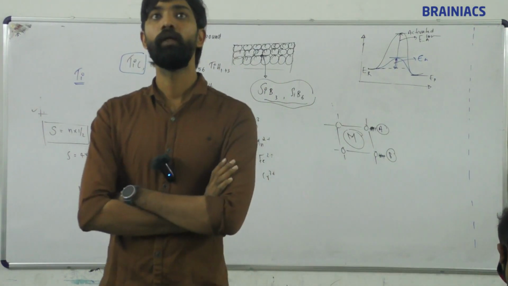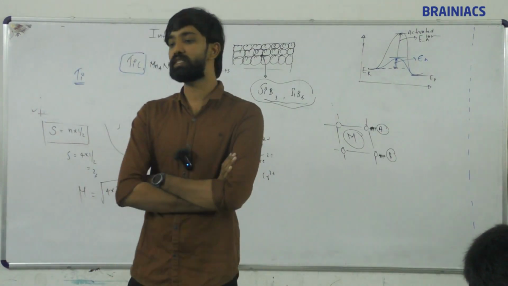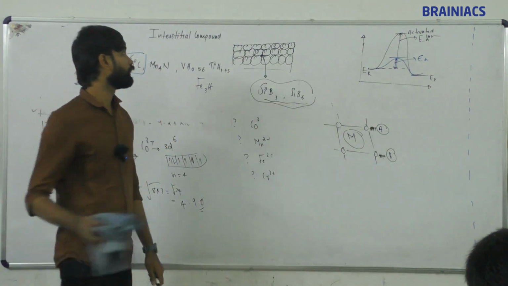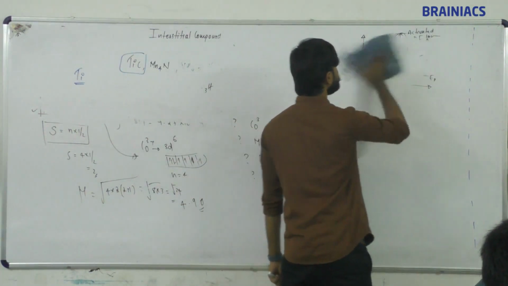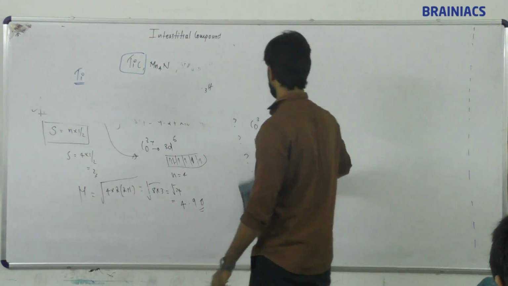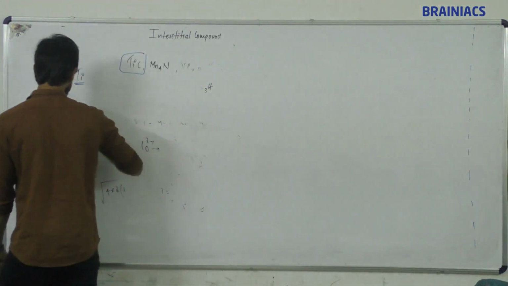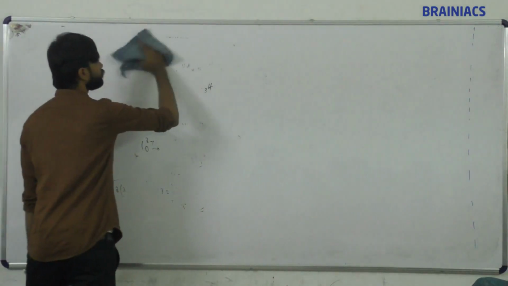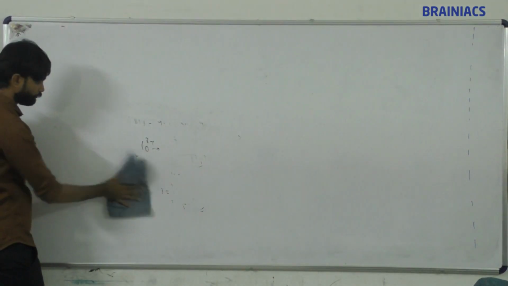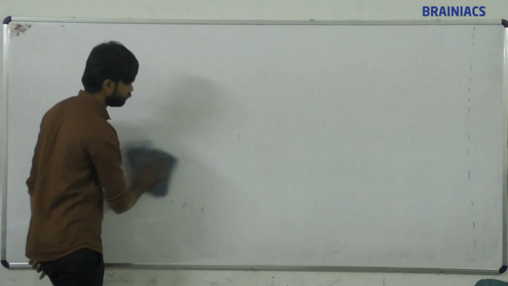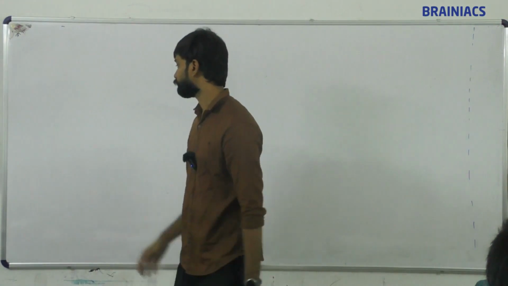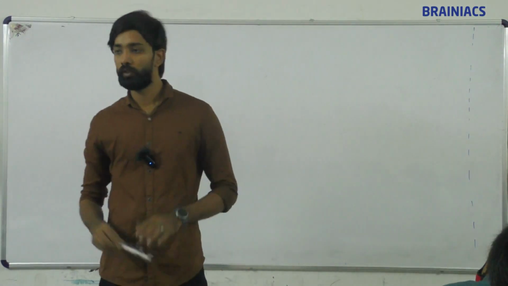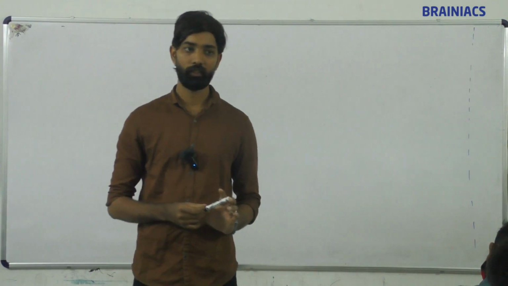So write one more point: in some borides, the hardness is nearly up to diamond. Okay, one more point: they are chemically inert. Interstitial compounds are generally inert in nature.